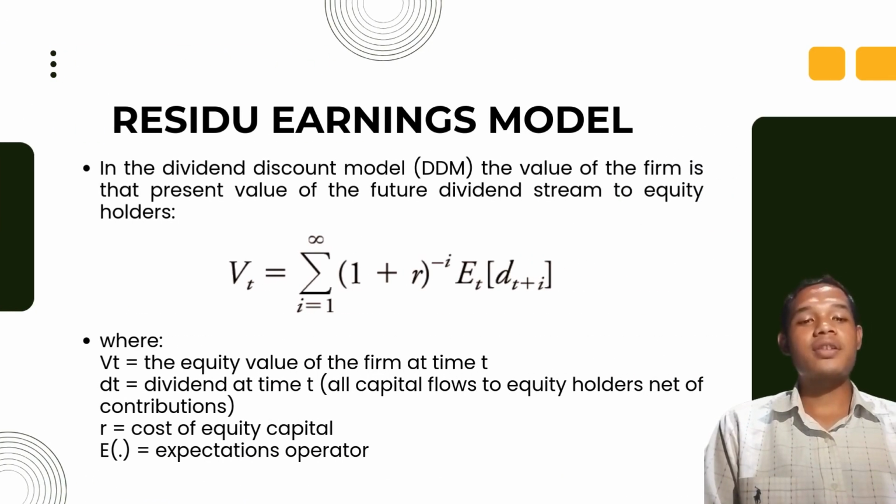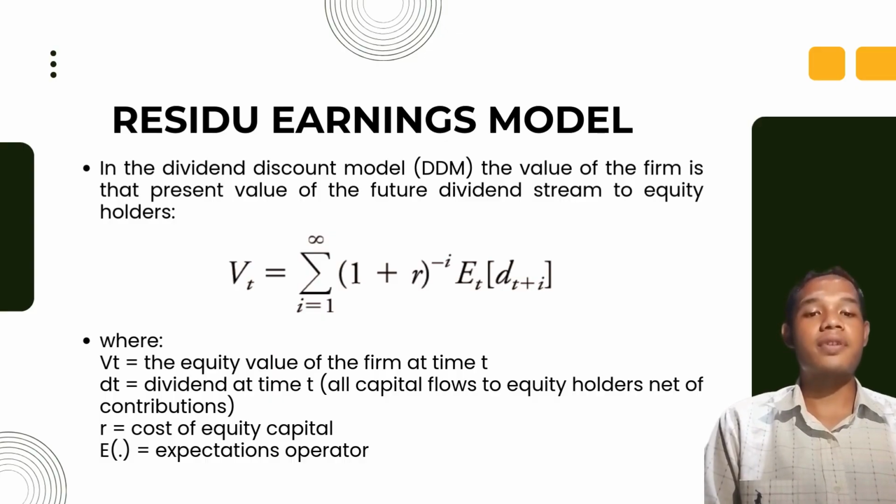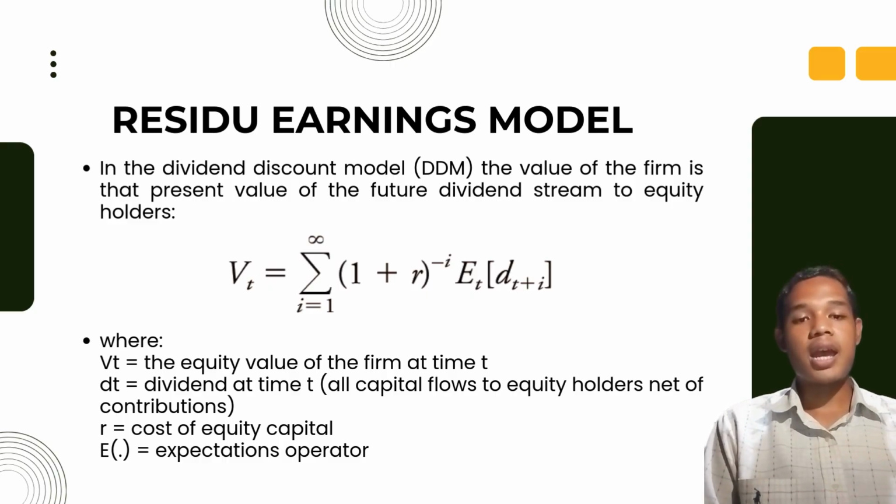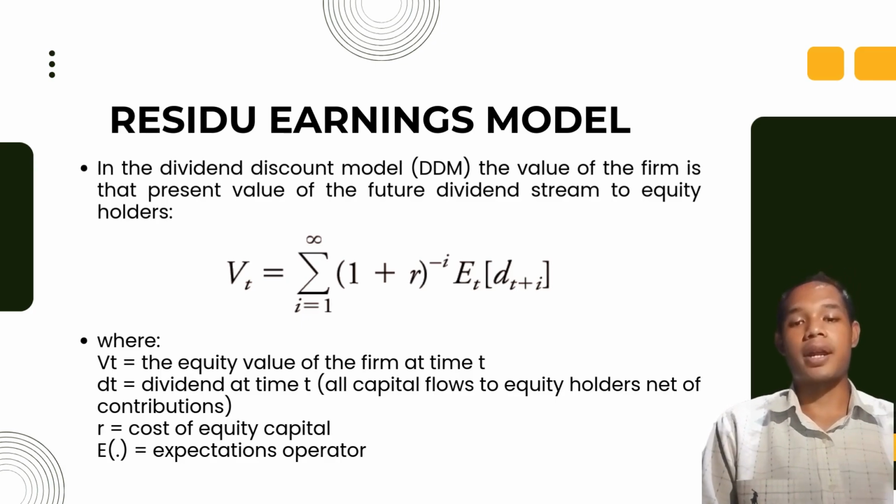Okay, next is about the residual earning model. In the dividend discount model or DDM, the value of the firm is the present value of the future dividend stream to equity holders. And all friends can see in the picture where Vt is the equity value of the firm at time t, Dt is dividend at time t, all capital flow to equity holders net of contribution, r is cost of equity capital, and E is the expectation operator.